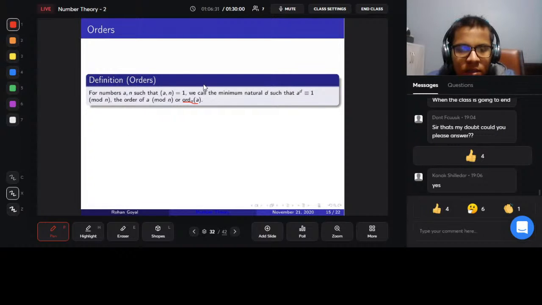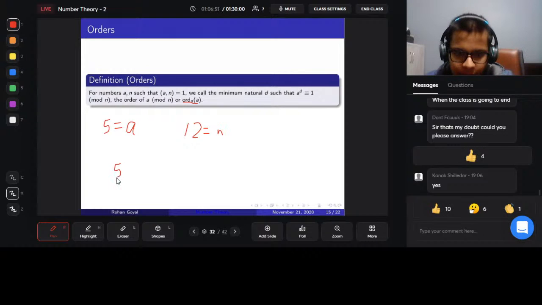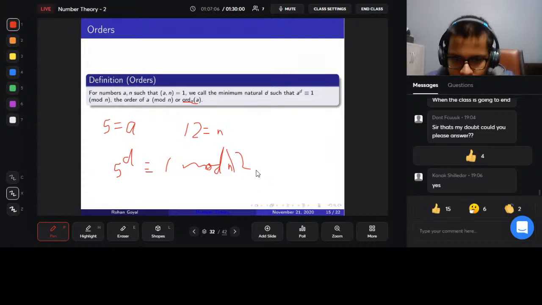So, for example, let's take 5 and 12. 5 equals a and 12 equals n. We want to find the minimum number d such that 5 to the d is congruent to 1 mod 12. Observe that the number is not 1, because 5 is not congruent to 1 mod 12. But 5 squared is congruent to 1 mod 12.